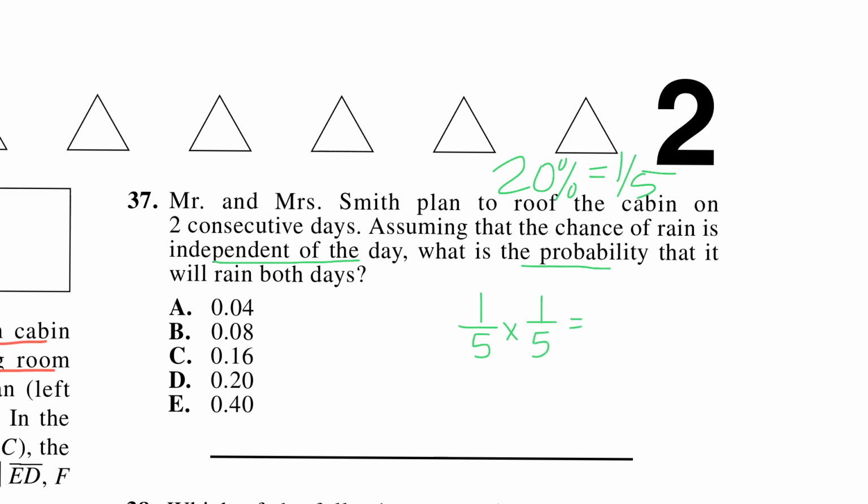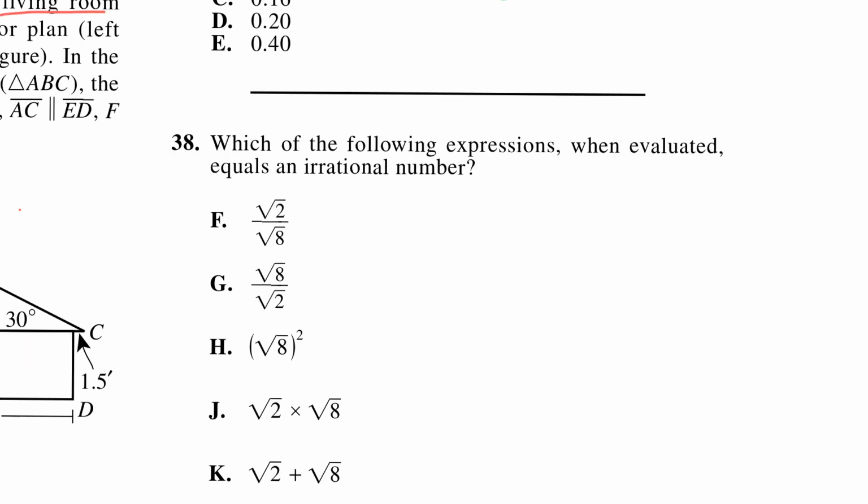And so when you multiply those two, because this is the probability that it rains on both days, it'd be 1 out of 25. And 1 out of 25 as a decimal, you could take your calculator and take 1 divided by 25, you're going to get 0.04. It's a 4% chance. And so the answer here should be A for problem number 37 with the Smiths.